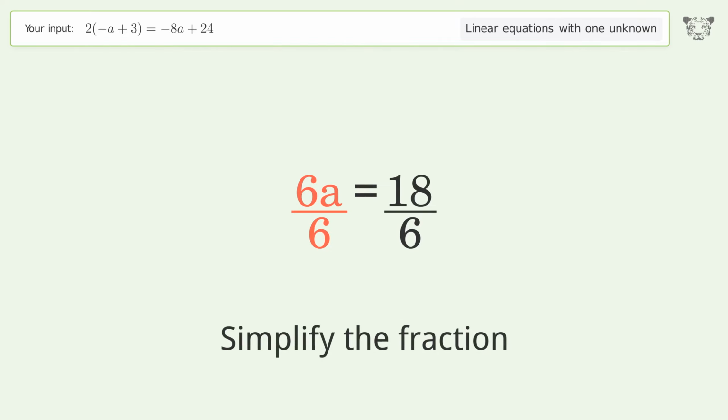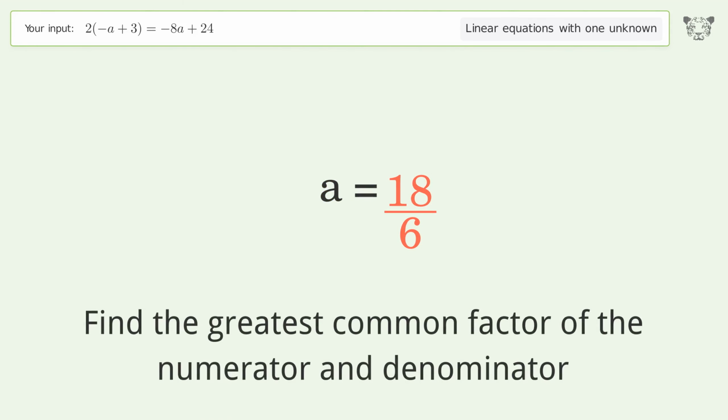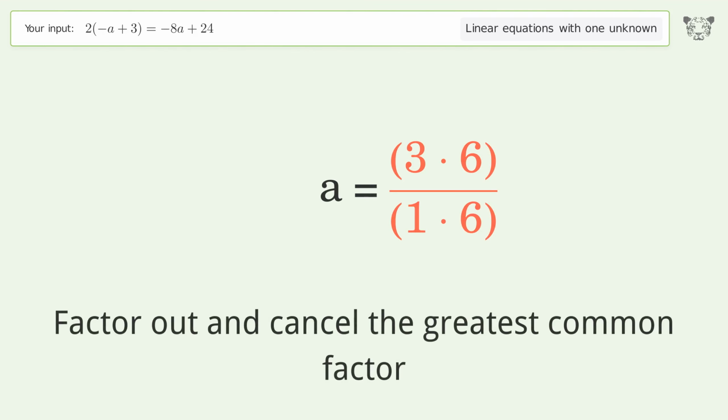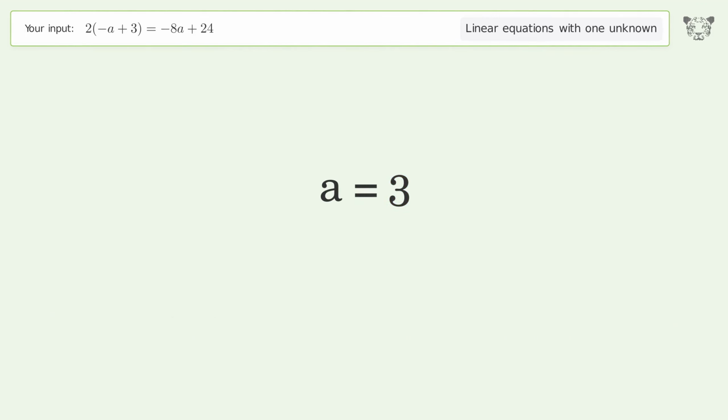Simplify the fraction. Find the greatest common factor of the numerator and denominator. Factor out and cancel the greatest common factor. And so the final result is a=3.